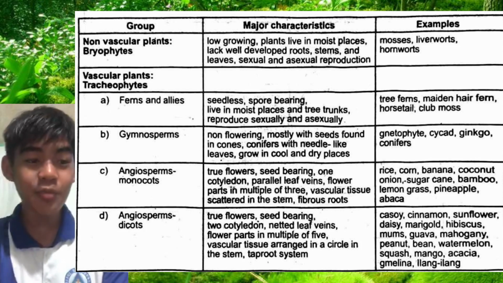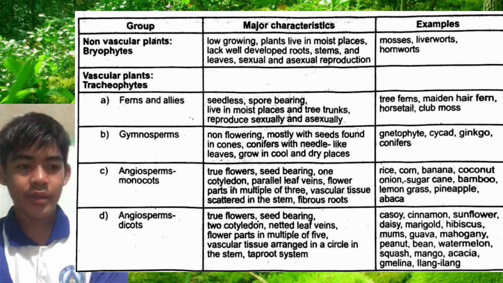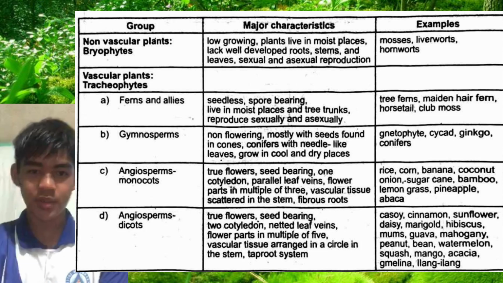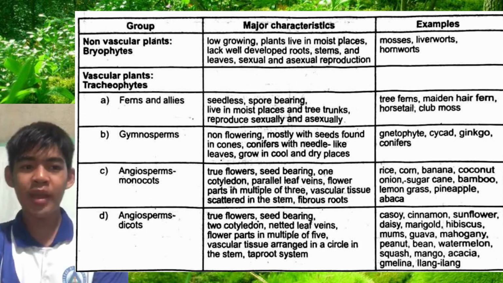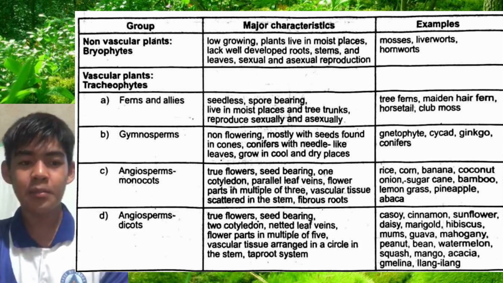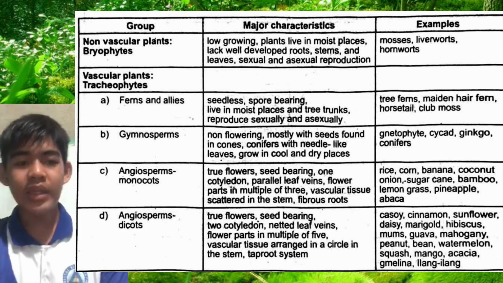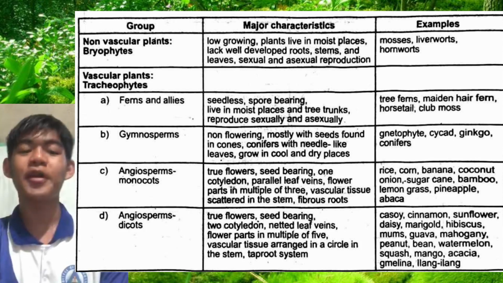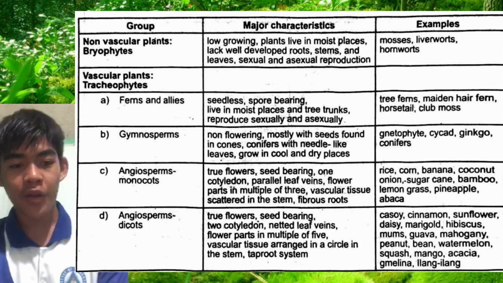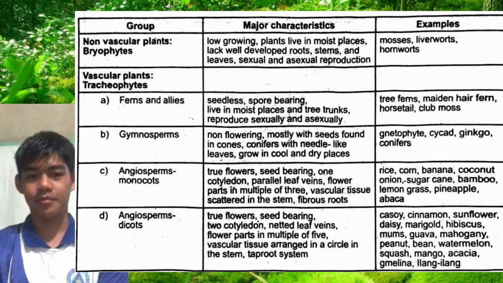So now, let's proceed to the last example of vascular plants, the angiosperms dicots. Angiosperm dicots are classified by these characteristics: true flowers, seed-bearing, two cotyledons, netted leaf veins, flower parts in multiples of five, vascular tissue arranged in a circle in the stem, and a taproot system.